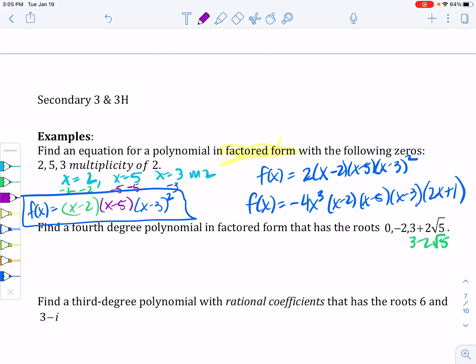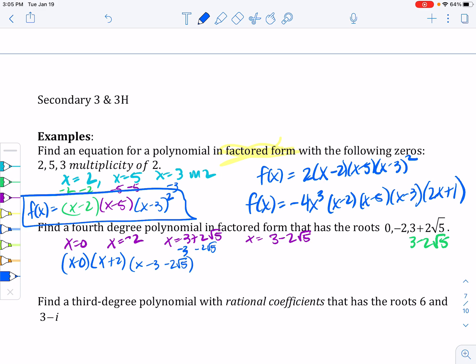Okay? So I set x equal to 0, x equal to negative 2, x equal to 3 plus 2 root 5, and x equal to 3 minus 2 root 5, because we know there's conjugate pairs that these come in. So here, if I move that to the other side, it's really just going to be x minus 0, which in a minute will drop. If I change the sign here, this will be x plus 2. If I change the sign on this one, I'm really subtracting the 3 and subtracting the 2 root 5. So then I'll have x minus 3 minus 2 root 5.